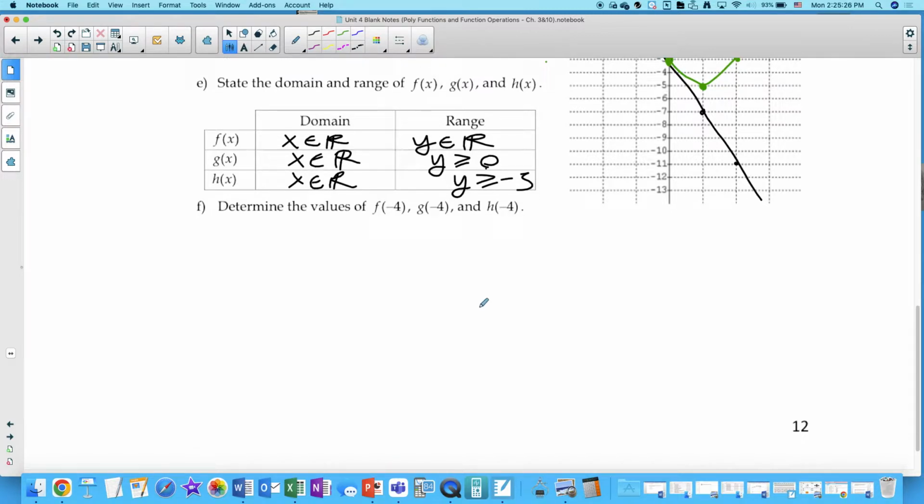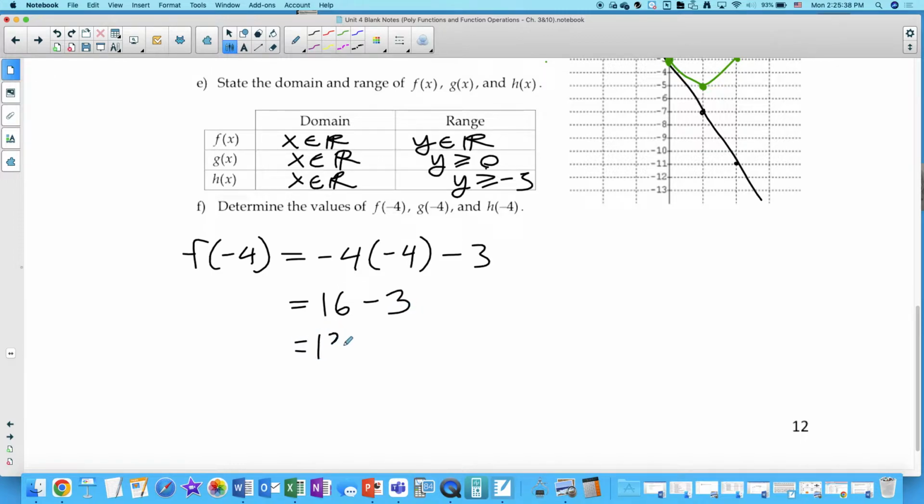So for f of -4, that's -4 times -4 minus 3, which is what? 16 minus 3 is 13. g of -4 is 2 times -4 squared. So that's 16, 2 times 16 is 32.